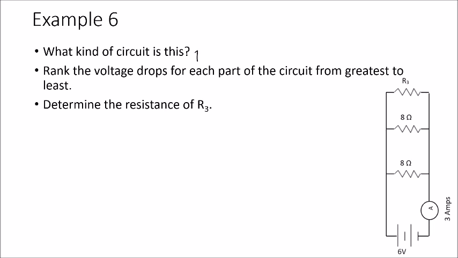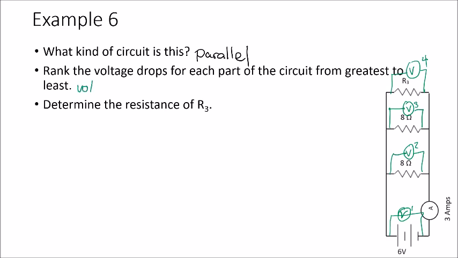This circuit is a parallel circuit. The voltage drops for each part of the circuit, so it's asking if we measured the voltage here, and here, and here, and here, how would those voltages compare? In this case, because we're dealing with a parallel circuit, the voltage for each branch remains the same.